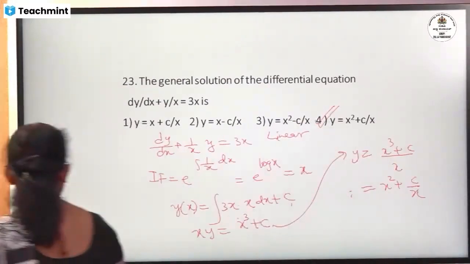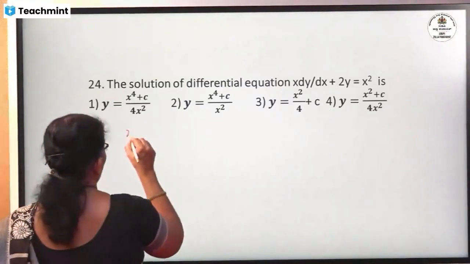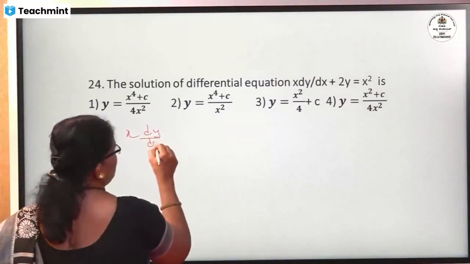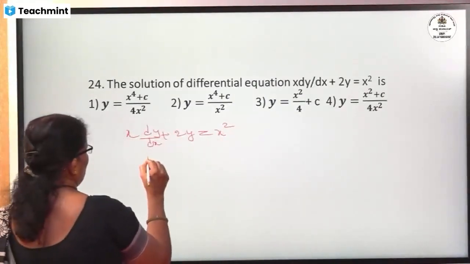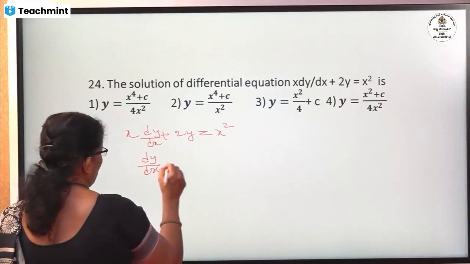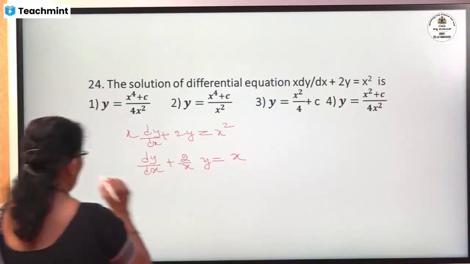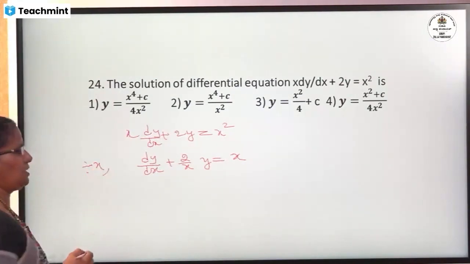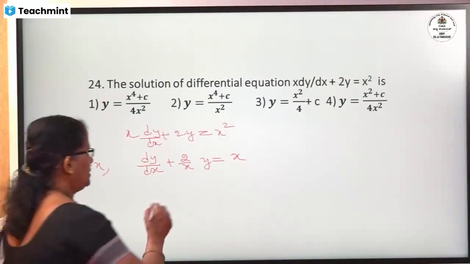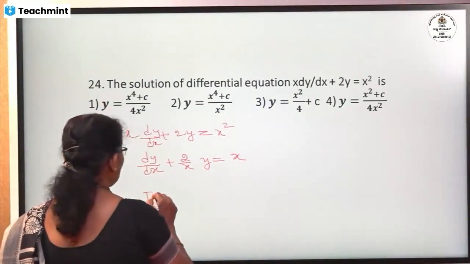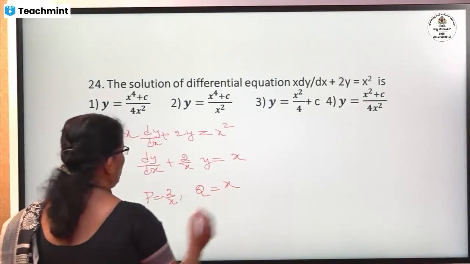So the next question, the solution of the differential equation. What I have there, x dy by dx plus 2y equal to x squared. So dy by dx plus 2 by x into y equal to x. I have to always make dy by dx coefficient 1. So I am dividing by x. Now what is my p? P is 2 by x. What is Q? Q is x.